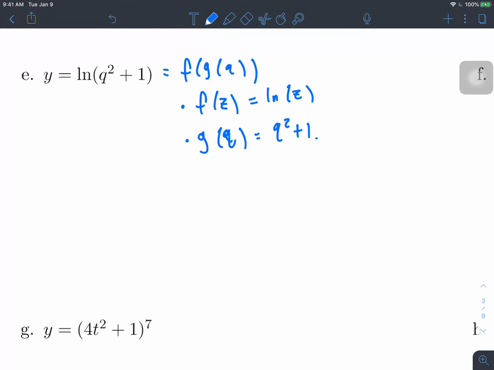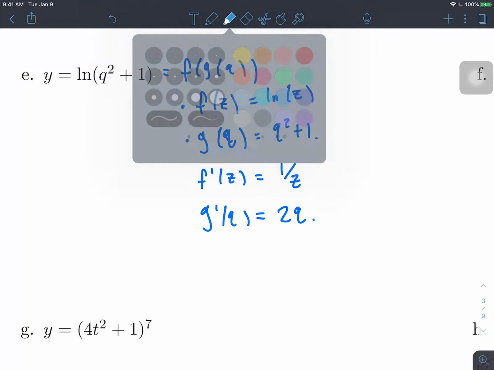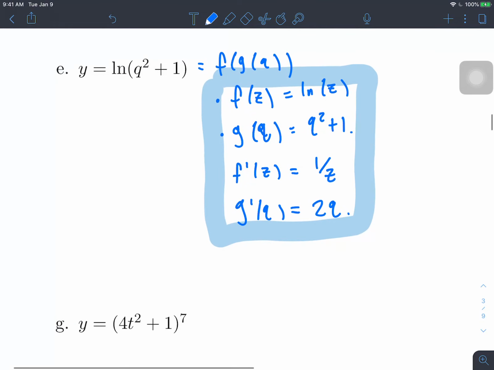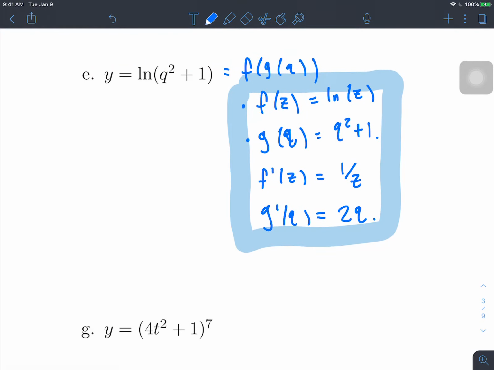Now it's time to take the derivative of those functions. We already heard that the derivative of ln of z is just going to be 1 over z. And the derivative of g, we just use the power rule, it's going to be 2q. Great, so like before, this was like our blue box, I guess, is what we called it. And it has all the information that we need to do the derivative of f of g of q.